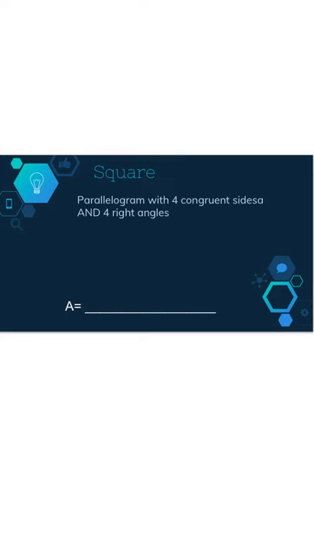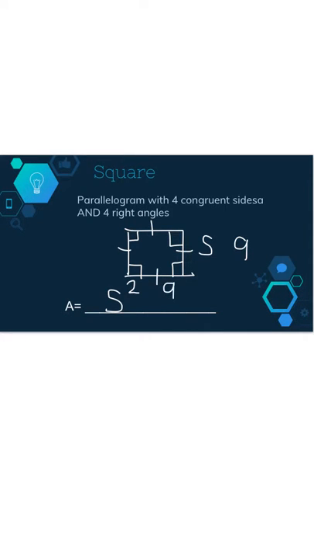A square is a parallelogram with 4 congruent sides and 4 right angles. So the sides are all equal to each other, and there are 4 perfect 90-degree angles. The formula for area for a square is the side squared, which is really length times width, but we just label each of the sides with an S and went side times side, not side times 2. So make sure that it is whatever the side is. For example, 9 would be times 9.